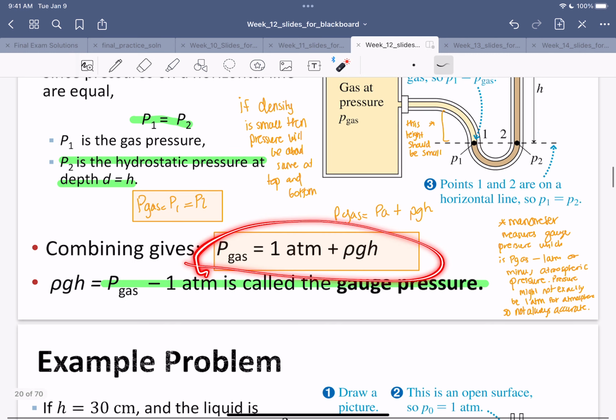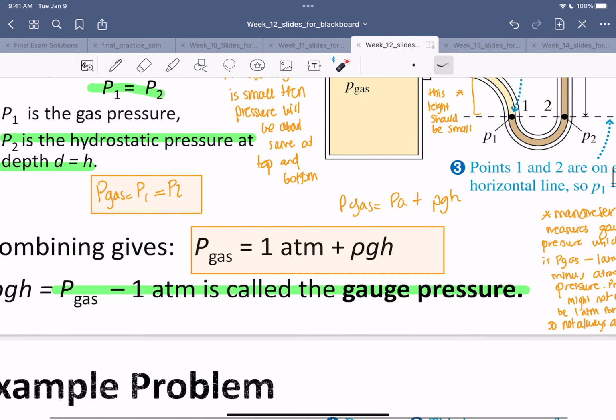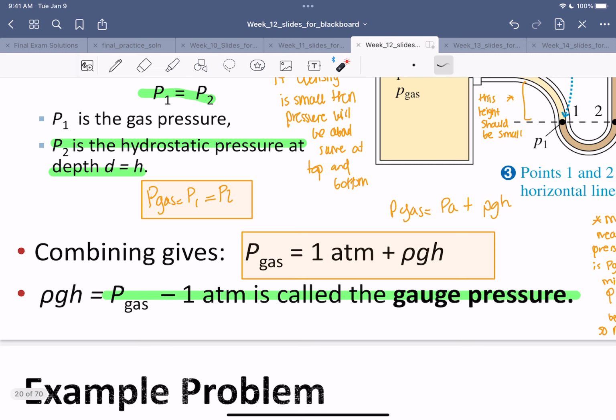The only other thing I would add is the gauge pressure equation. The gauge pressure is simply what a pressure reading would show you above or below atmospheric pressure. So the gauge pressure is equal to the absolute pressure of the gas minus 1 atmosphere, or minus the atmospheric pressure. For example, what's the gauge pressure of atmospheric pressure?